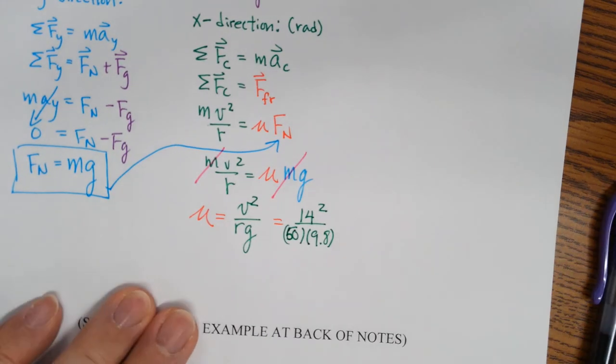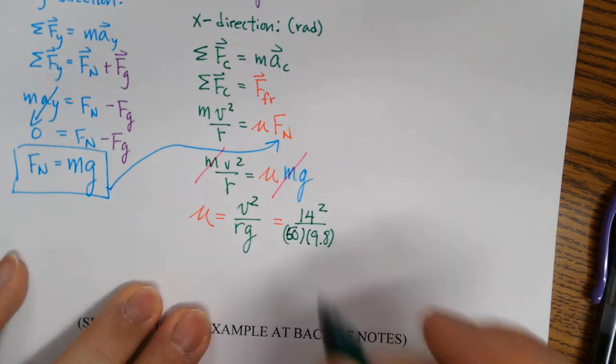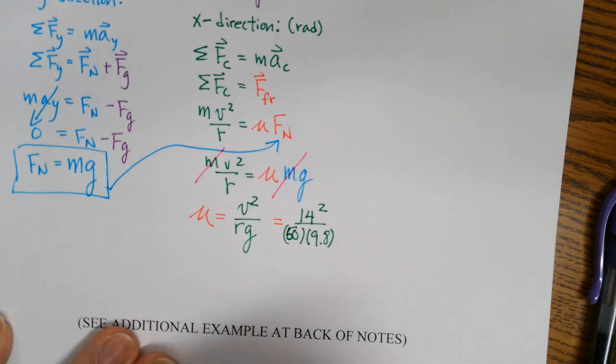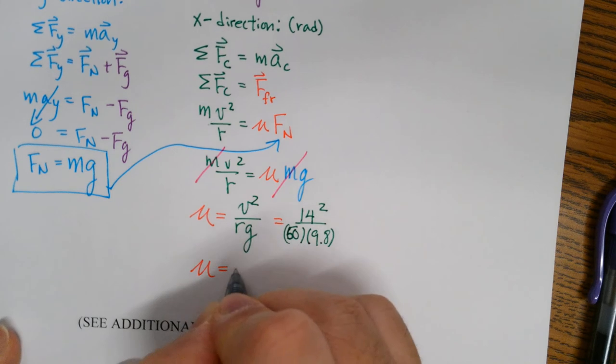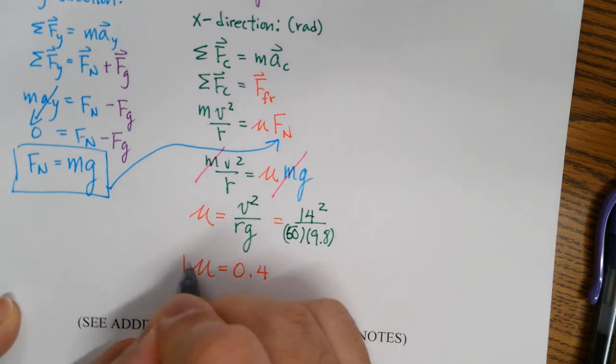So what do I get when I do that? What's my mu? Somebody calculate for me, because I don't have a calculator. My battery ran out. 3.4? 0.4? All right. Crystal said 0.4. And there shouldn't be any units, because coefficient of static friction is just a pure number.